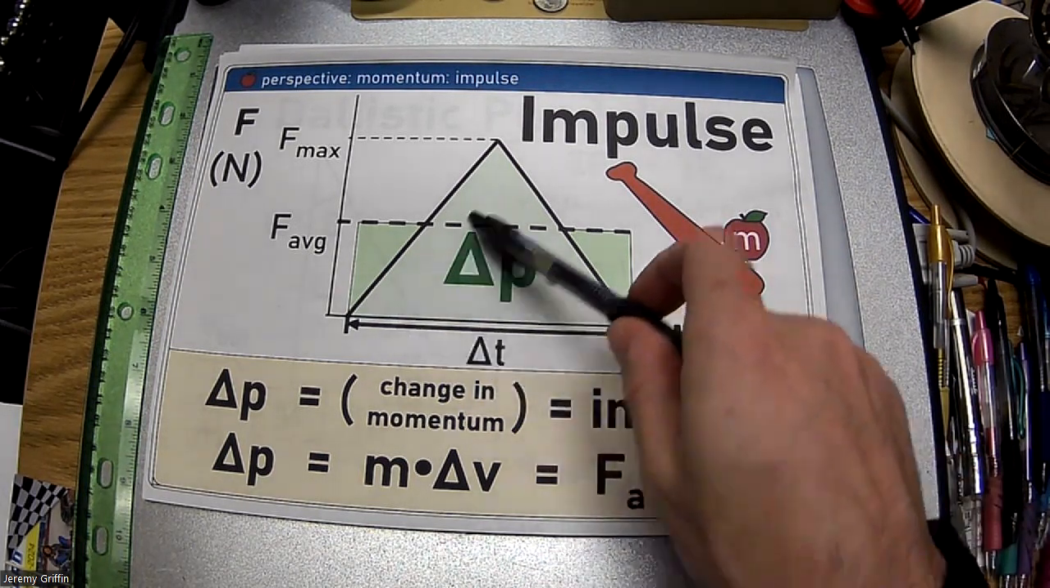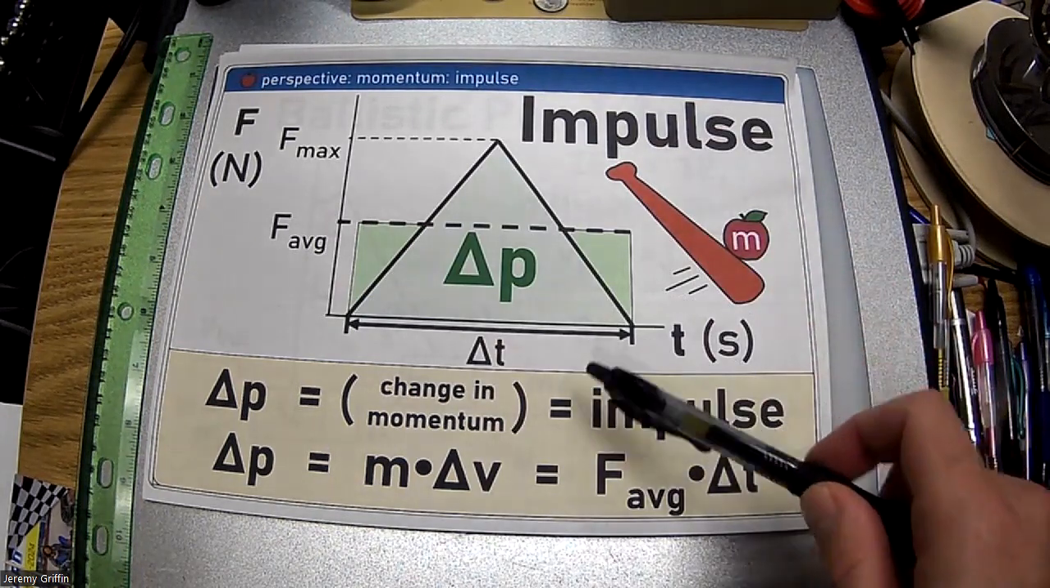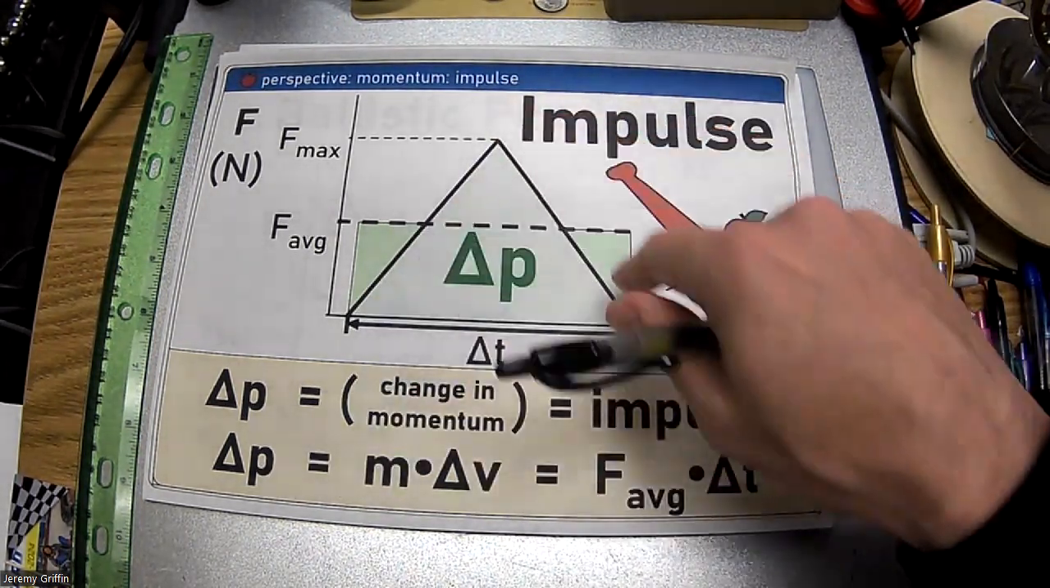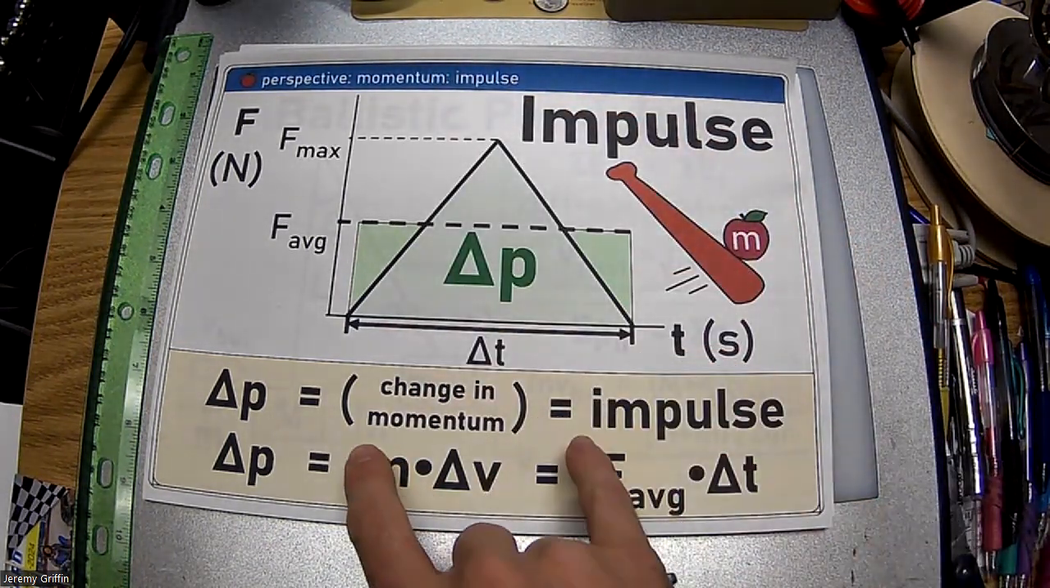Do you guys see that the area of this triangle and the area of that rectangle could be the same? I'm trying to show that. In this case, if it's a true triangle, then the maximum force would be double the average force. And here are the equations that go along with this.